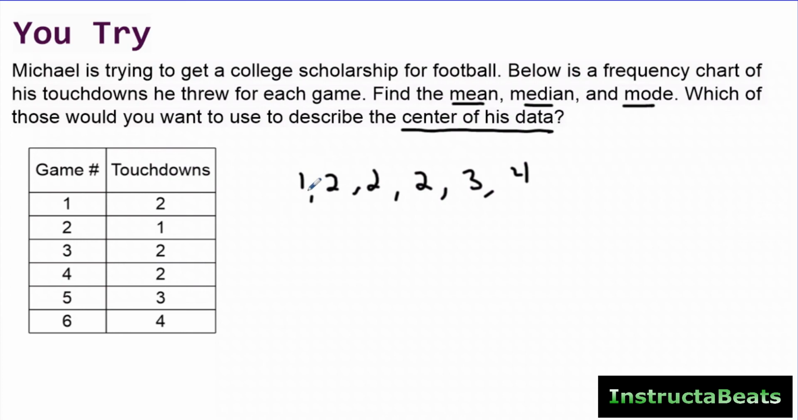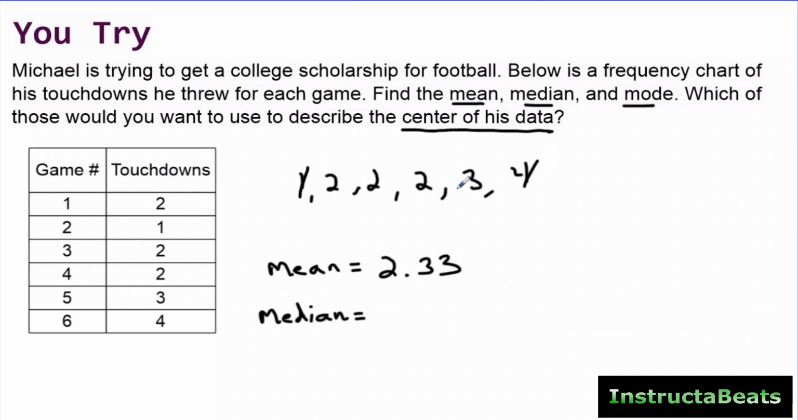And we have 1 touchdown pass all the way to 4 touchdown passes, right? So the range of this data would be 3, but that's not what this lesson's about. So if we want to find the mean, we're going to add them all up together. So we have 1, 3, 5, 7, 10, 14, and then we're going to do 14 divided by 6. And we're going to say he threw for an average of, and it's going to be repeating, but we'll truncate it after the hundredths, 2 and 33 hundredths touchdown passes, okay? So the mean is telling us, okay, you can expect Michael to throw a little over 2 touchdown passes a game. Let's take a look at the median.